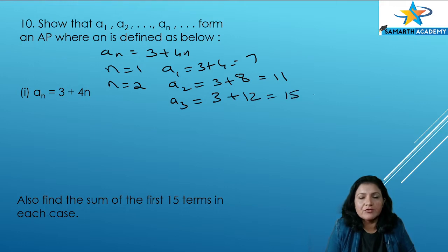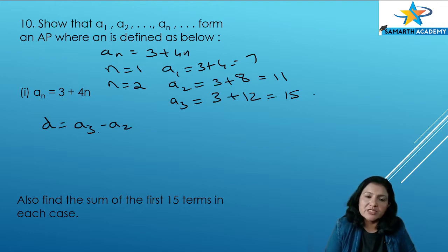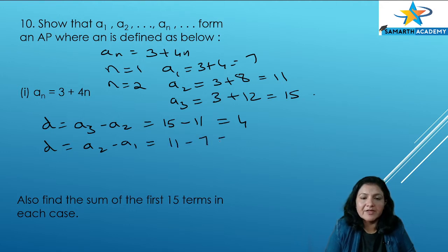Now what is the common difference? A3 minus A2. The difference of two successive terms is the common difference. So 15 minus 11, here 4. Again common difference is A2 minus A1. This is equal to 11 minus 7. This is 4. So common difference is 4. Therefore it is an AP.